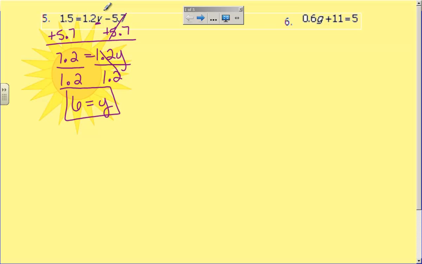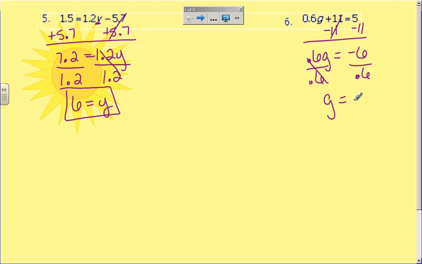So the next problem, 0.6g plus 11 equals 5. Look at the side that has the variable and find out what is being added or subtracted. In this case, it's the plus 11. So to cancel that out, I'm going to minus 11. And I will also minus 11 from the other side. So I have 0.6g equals negative 6. And to undo this multiplication, I will divide by 0.6 on both sides. And when I do that, I get that g equals negative 10, because a negative divided by a positive makes a negative. So there is that answer.